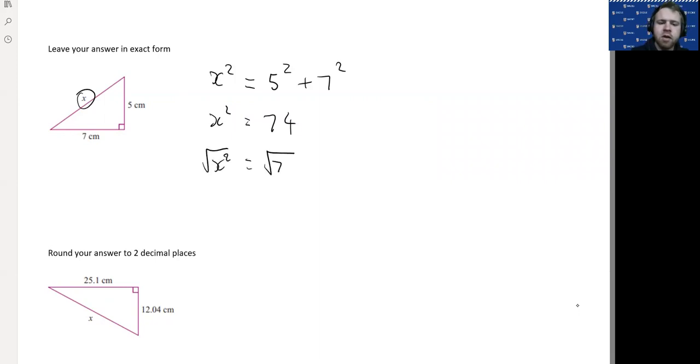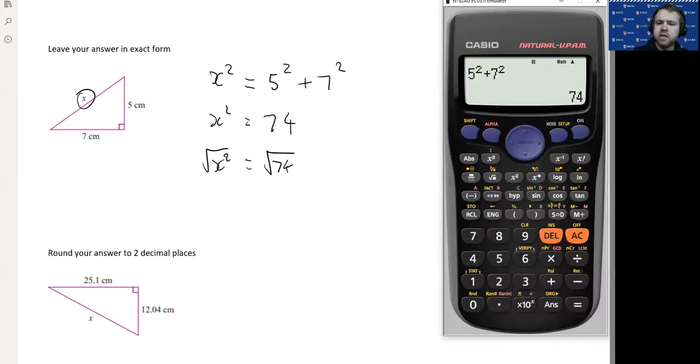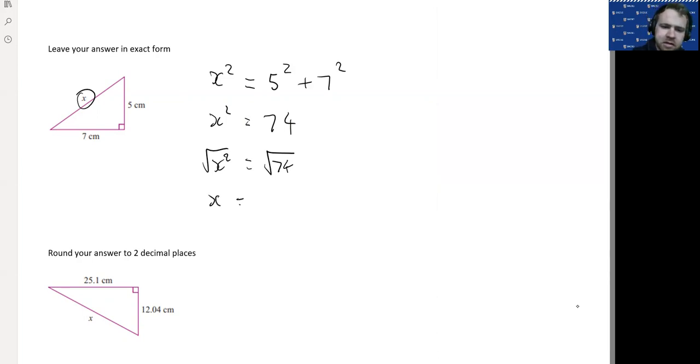But when we do this, if we put the square root of 74 in our calculator, we get this long decimal, and this question says leave it in exact form. So rather than writing out the decimal, we're just going to leave our answer x, because the square root of x squared is x. We're just going to leave square root of 74 as our final answer. We're not going to do anything more. We're not going to put the decimal in because we want it in exact form.